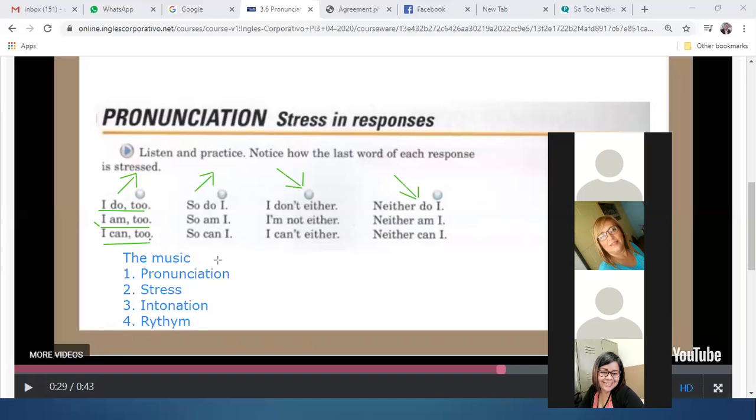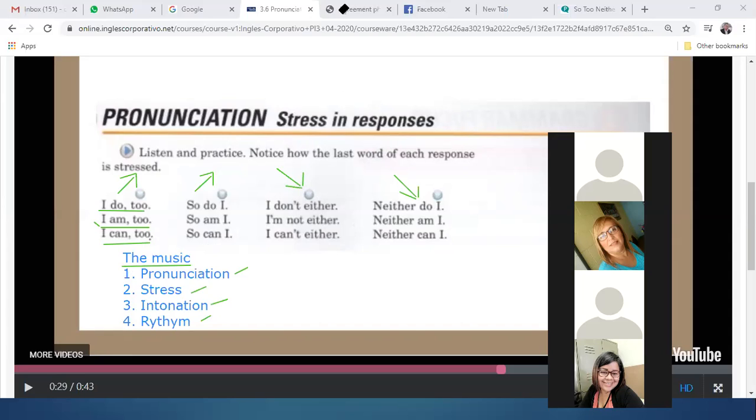So, remember, when you're speaking about the music of English, we're talking about pronunciation, stress, intonation, y el rhythm. Entonces, estos son sonidos para que suene así bonito. Okay? So, we have to have all these things here, remember, in our music of language. Okay? Questions? Okay. Do you guys have any questions?